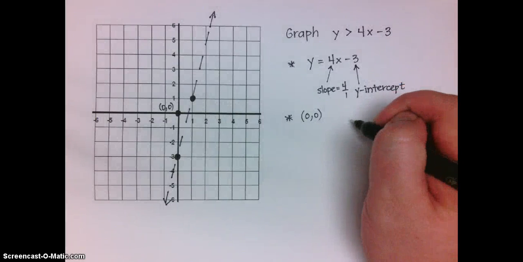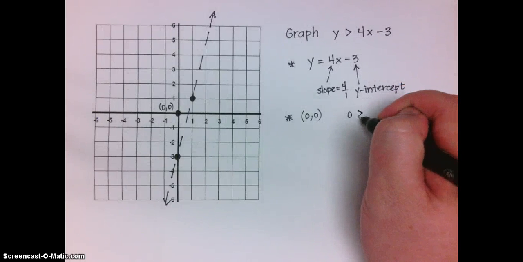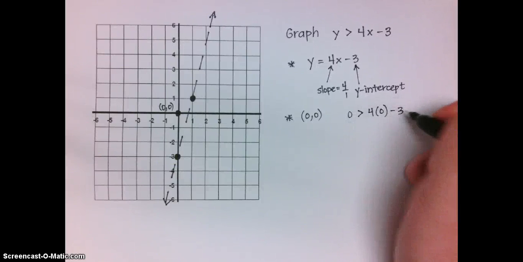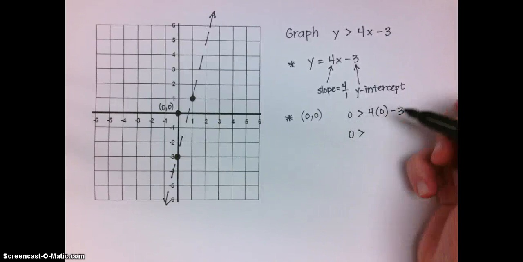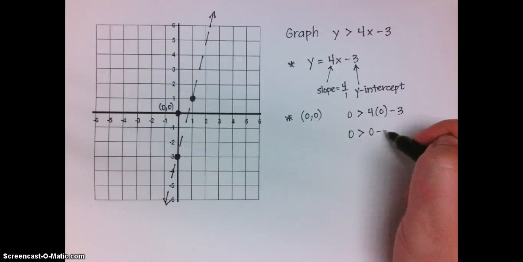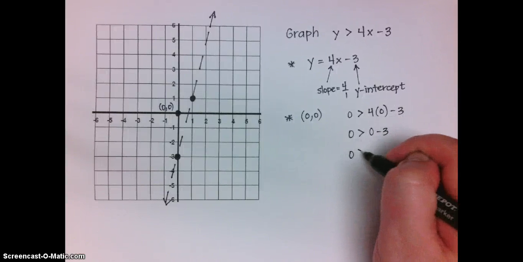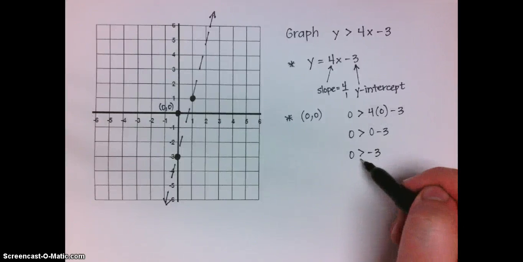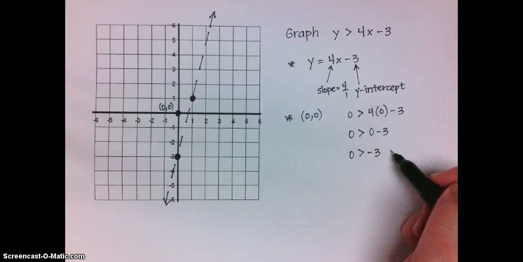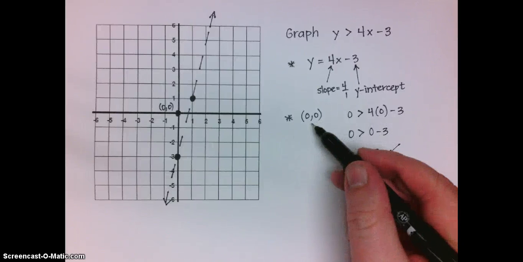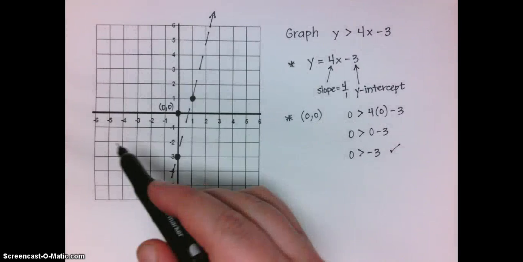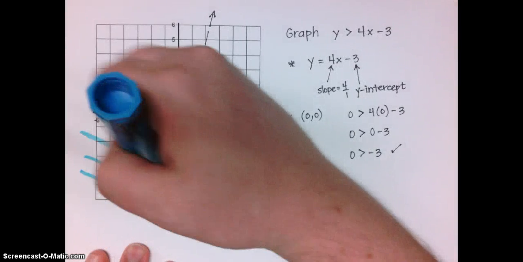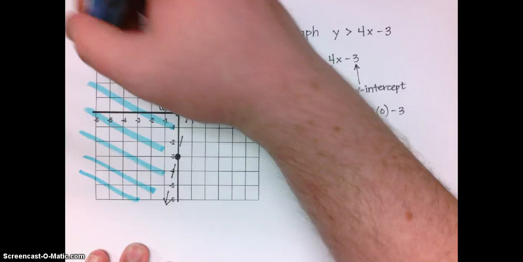So let's plug it in. 0, I want to see if that's greater than 4 times 0 minus 3. Let's do a little work. 4 times 0 is 0 minus 3. And that is just negative 3. Now I'm going to ask myself, is 0 greater than negative 3? Yes, it is. So that means this point is going to tell me what side of my line I'm going to shade. So I'm going to shade this entire left-hand side.